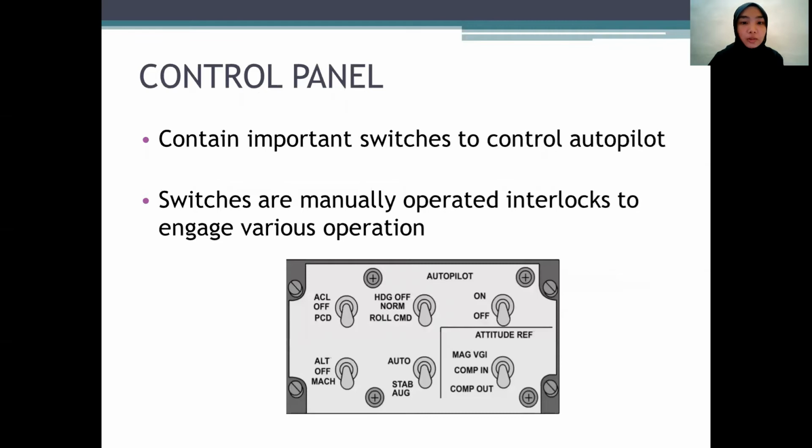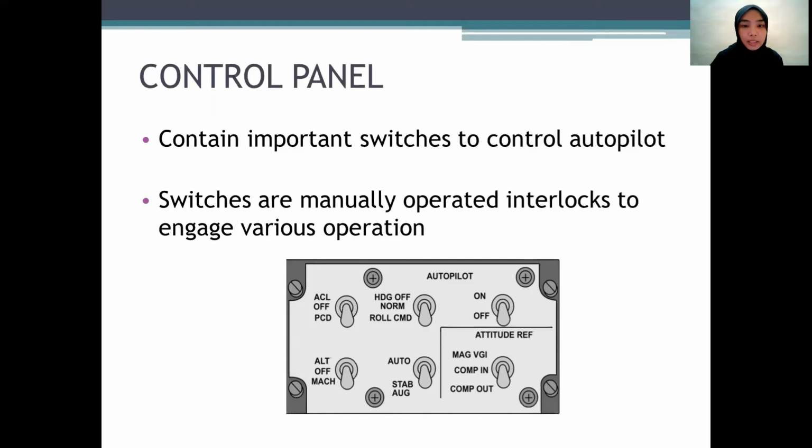Next is the control panel. As you can see in the figure, that is the AFCS control panel. All the switches and necessary controls for the pilot to control the autopilot mode are accessible on the AFCS control panel as shown in the picture. Each control panel is different for different types of aircraft that serve different purposes, which explains why some control panels are simple and some are complex.